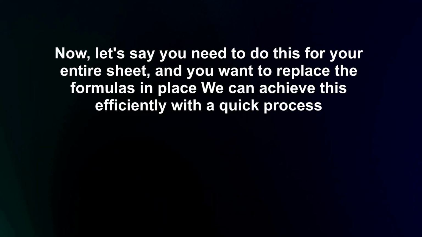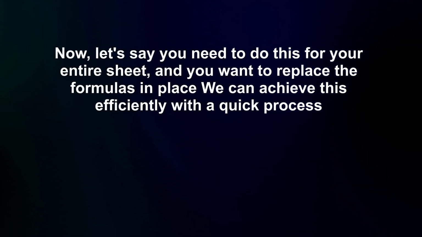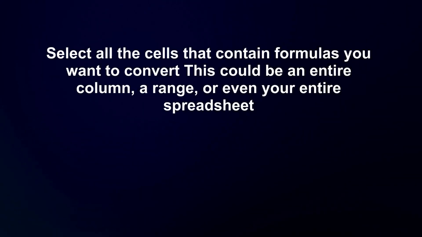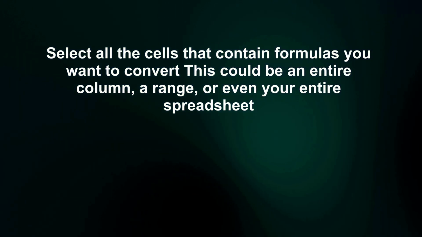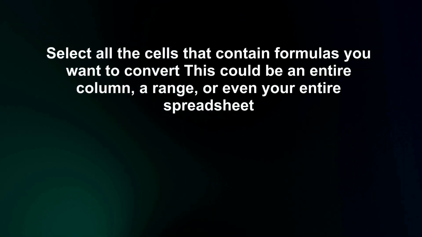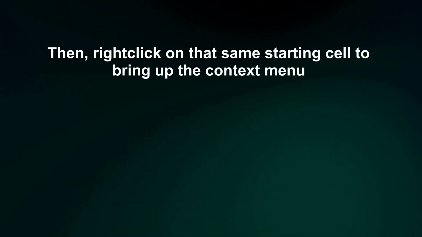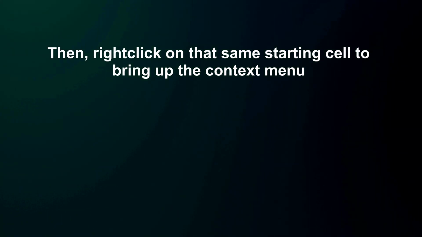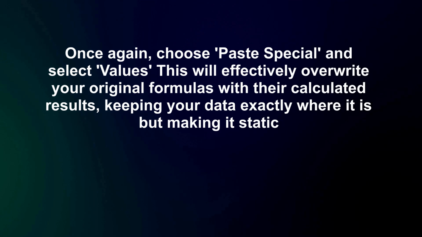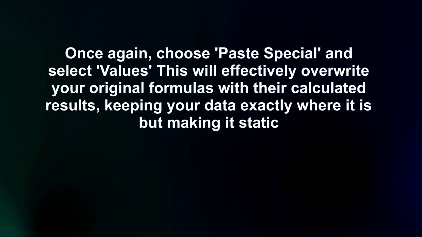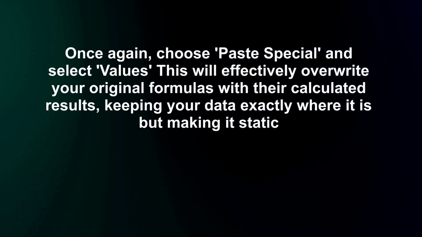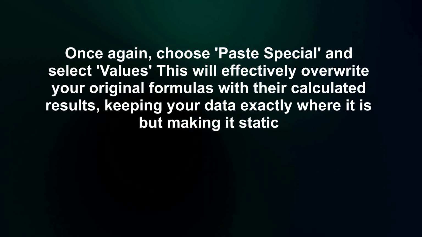Now, let's say you need to do this for your entire sheet, and you want to replace the formulas in place. We can achieve this efficiently with a quick process. Select all the cells that contain formulas you want to convert. This could be an entire column, a range, or even your entire spreadsheet. Copy this entire selection. Then, right-click on that same starting cell to bring up the context menu. Once again, choose Paste Special and select Values. This will effectively overwrite your original formulas with their calculated results, keeping your data exactly where it is but making it static.